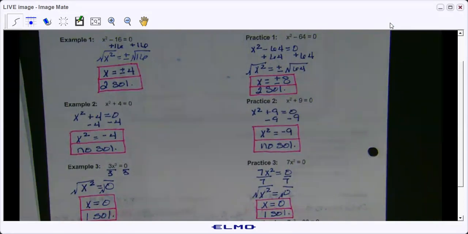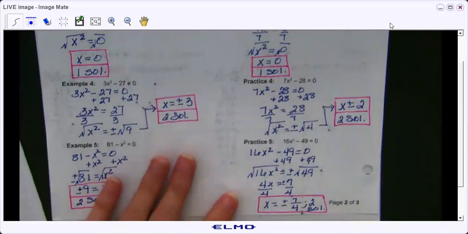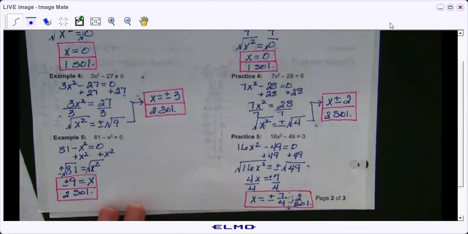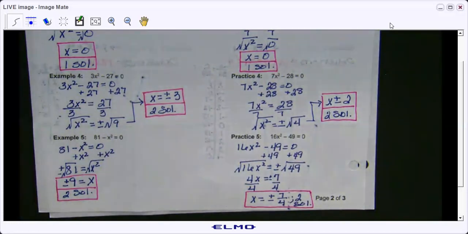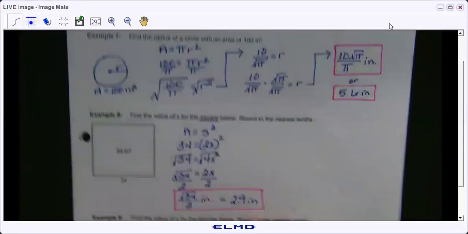So this is 1 through 3. Any questions about those? No. All right, here is 4 and 5. Okay, let's go on to page 3. Oh, that was the answer.